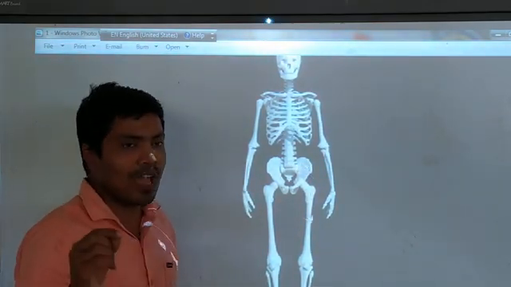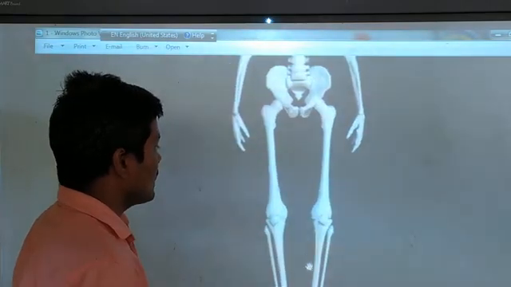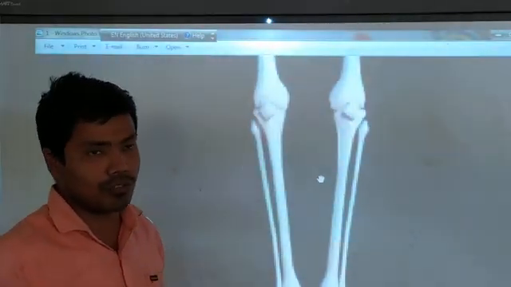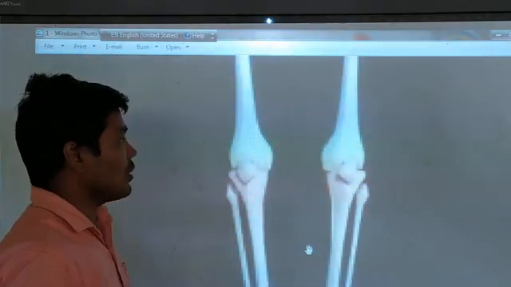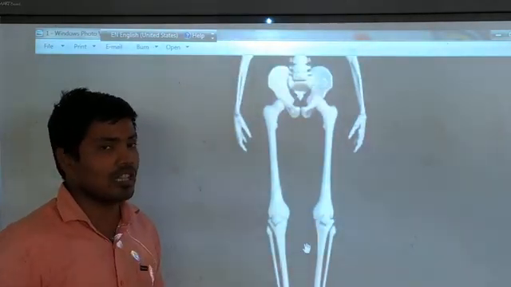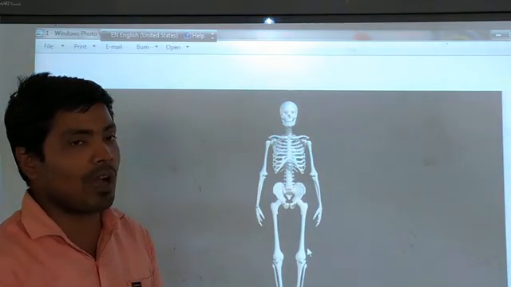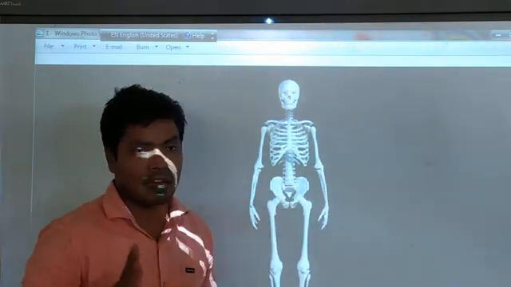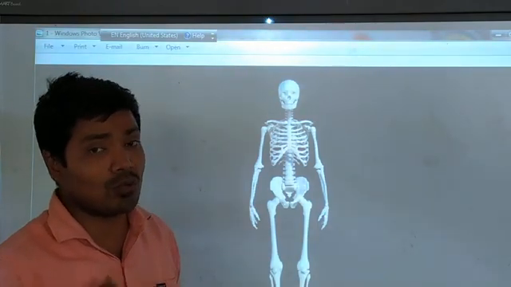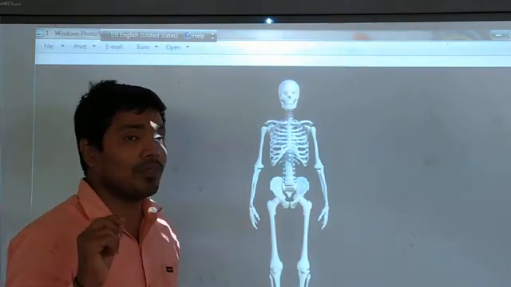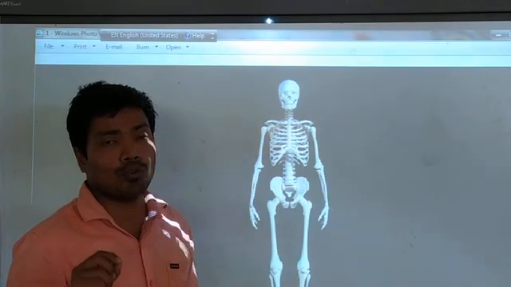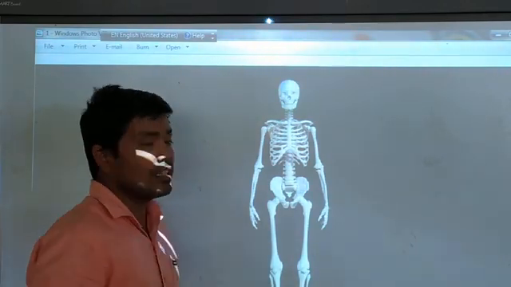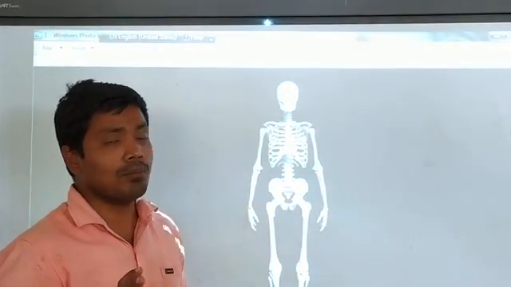One thing you have to notice in this figure, there are many joints found between the bones. Why is it so? Because if there were no joints in our bones, we could not move our body. So there are many joints. If I ask what is a joint, you can say that the place where two or more bones meet together is called a joint. It helps to move our body.